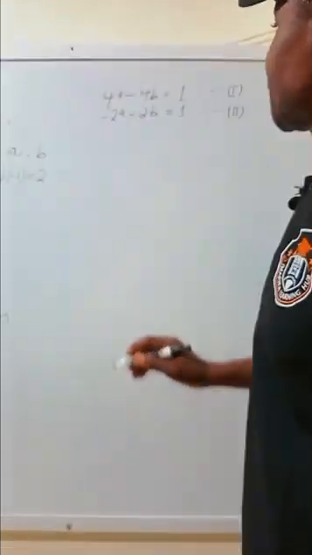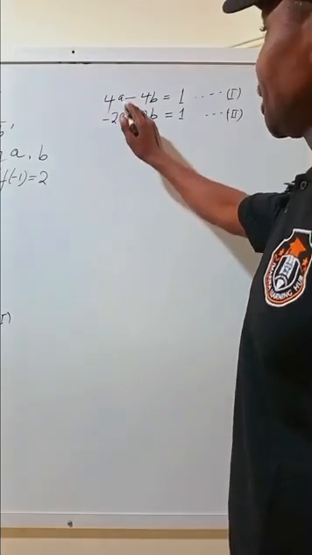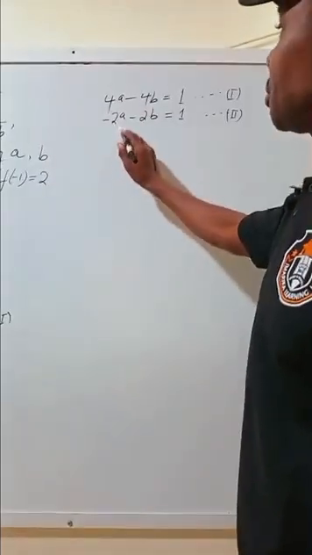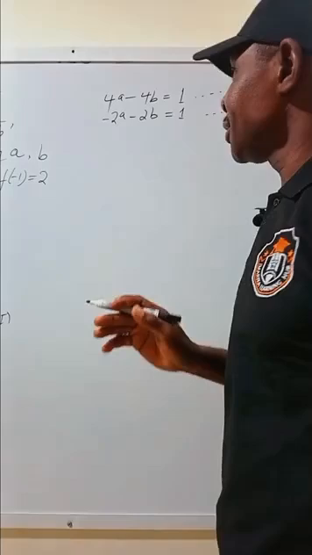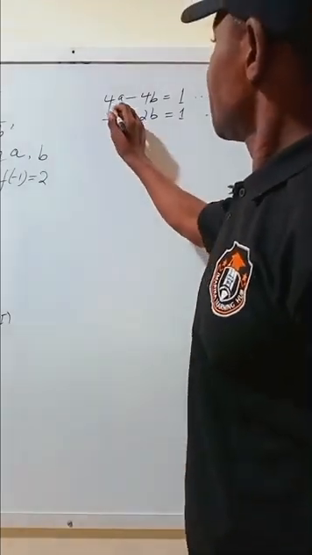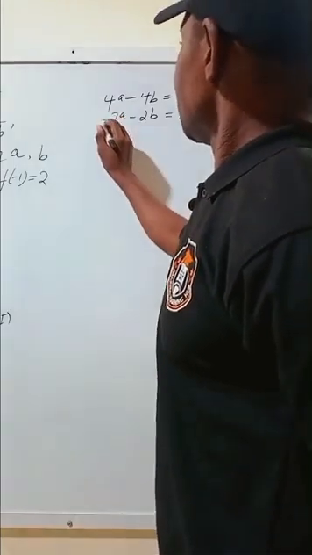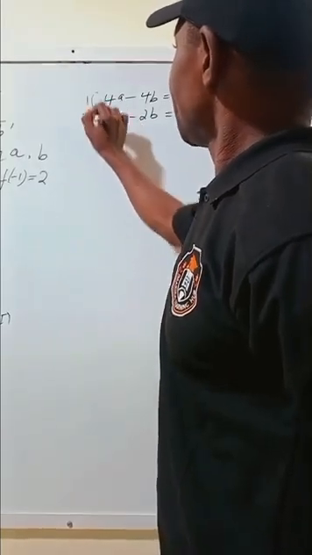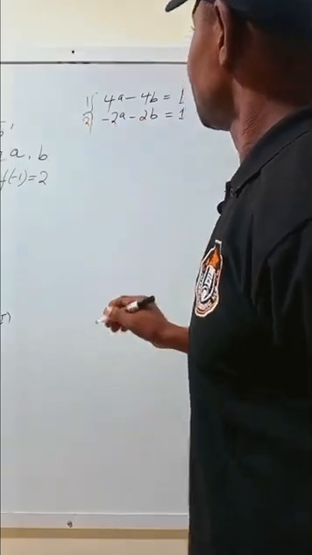How can we do that? Number one, we have to make sure that the coefficients of a are the same in magnitude. Here we have the coefficients as 4 and negative 2. Later on we shall look at the signs. Here is 4, here is 2. How do we make this one 4? By multiplying equation 1 by 1, and equation 2 by 2.